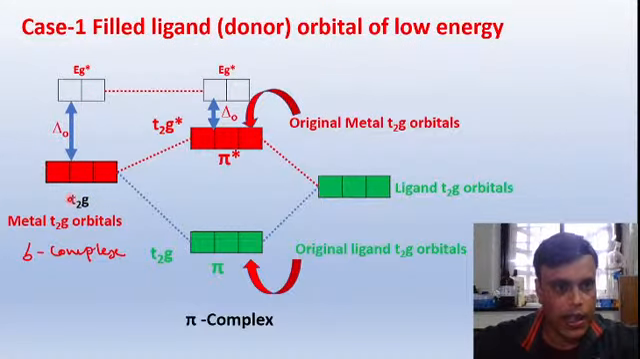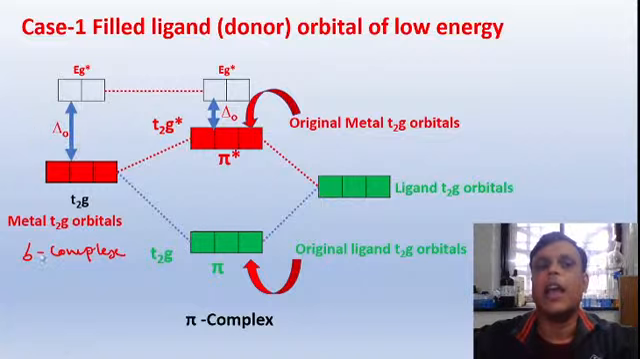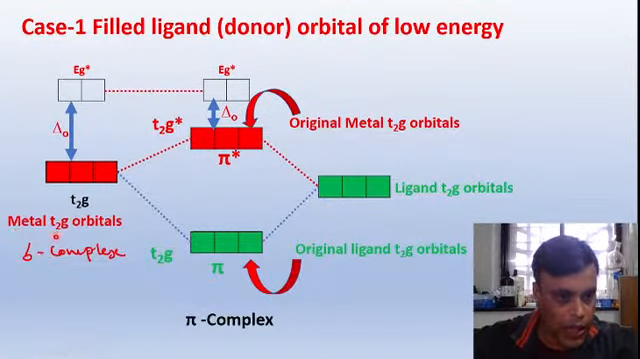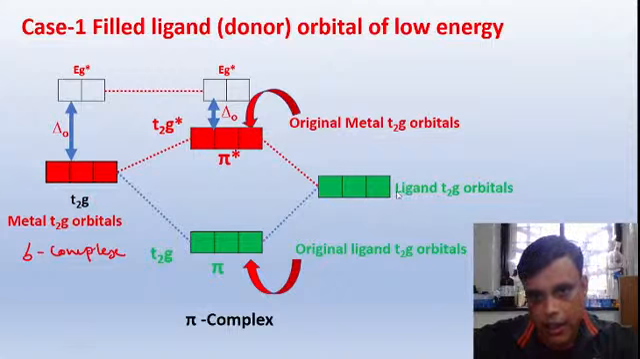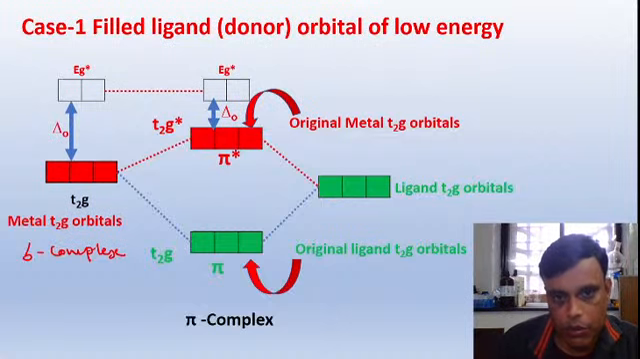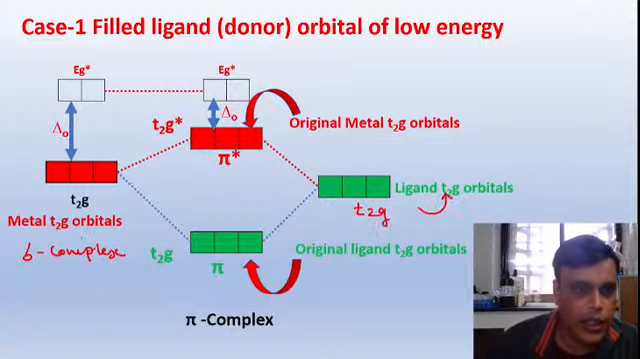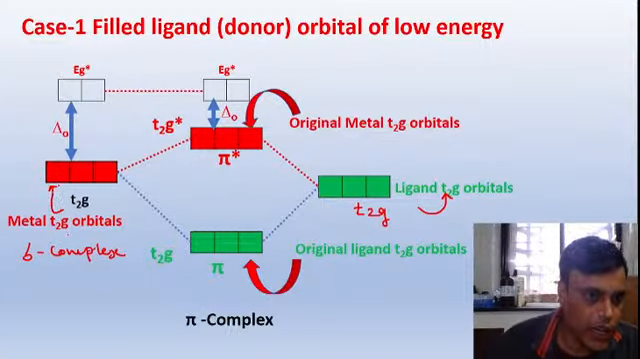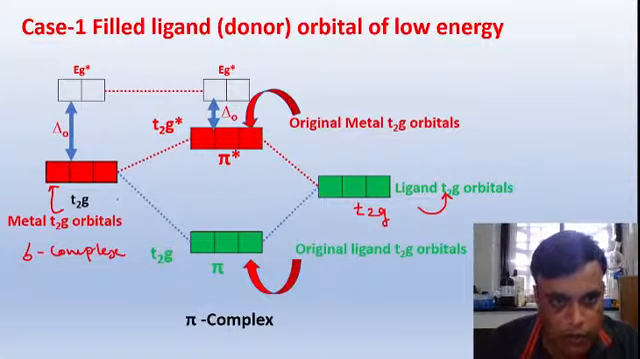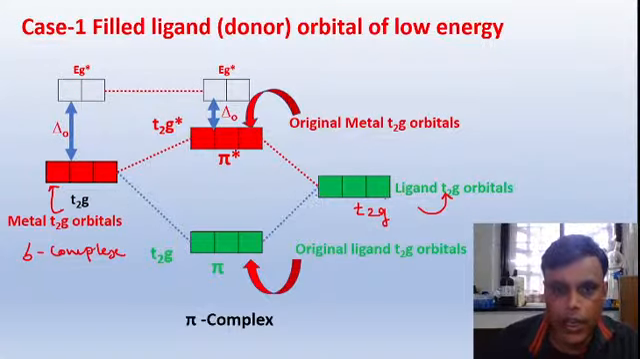This is the T2G orbitals and this is the EG star orbital, and the energy difference between this T2G and EG is called del O. This T2G is the metal T2G orbital, and here again T2G orbitals are there. These T2G orbitals I have shown in green color are from the ligand, and this T2G I have shown in red color is from the metal. So the T2G orbital from metal and the T2G orbital from ligand get combined and form a T2G orbital.